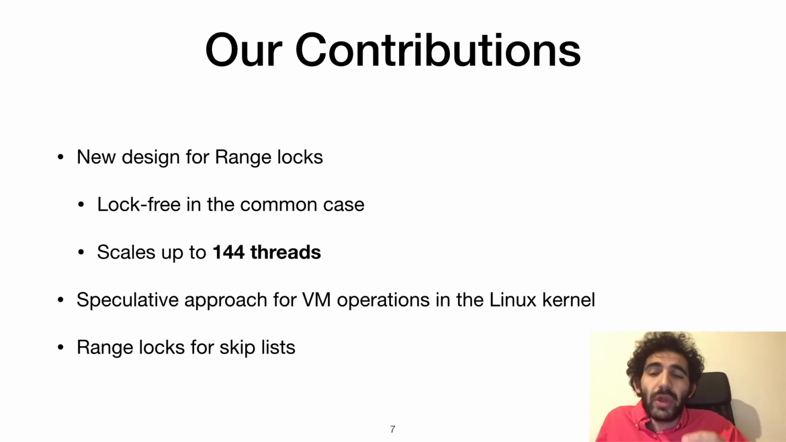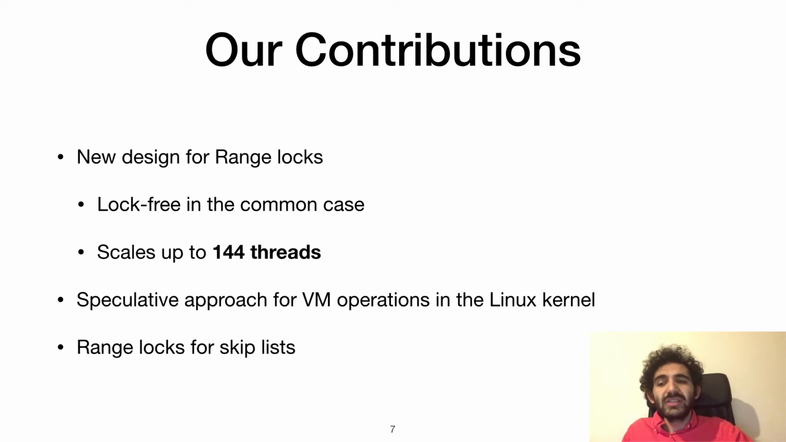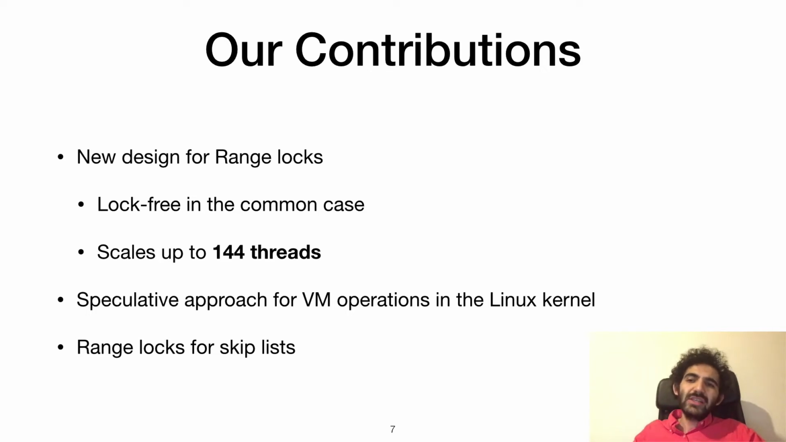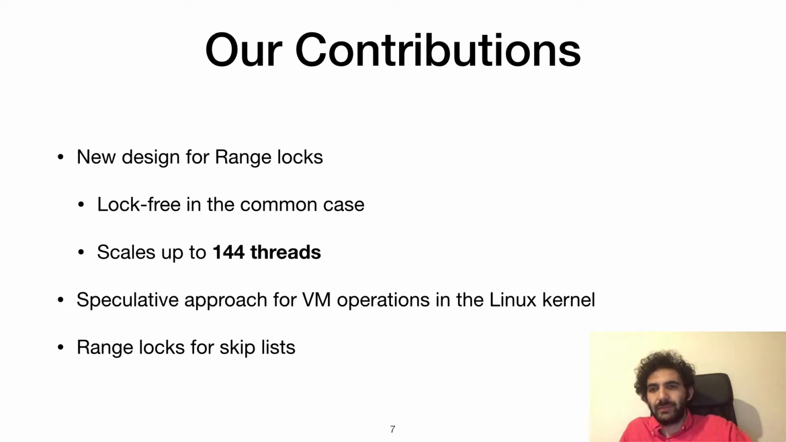In this work, we are presenting a new design for range locks that is lock-free in the common case, and thus is capable of supporting a large number of concurrent range lock acquisitions. We also devised a new approach to support parallel virtual memory operations inside the Linux kernel. However, we did not stop there. We also showed how range locks can be used to efficiently synchronize accesses to concurrent data structures, with skip lists as a concrete case. However, due to the shortness of time, I will not be able to cover the last point, and I refer you to the paper for more details.